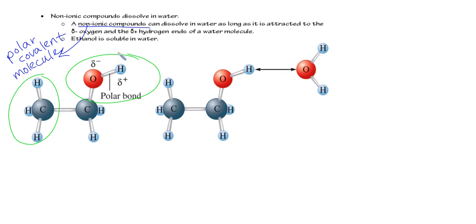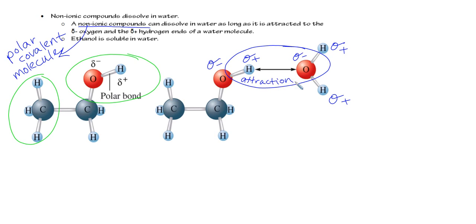Well, now let's say you put this ethanol molecule in water, and we had said the oxygen is a little negative, the hydrogen is a little positive. Same thing happens on a water molecule. The oxygen is slightly negative, the hydrogens are positive. Bingo! Attraction right here. A non-ionic compound will dissolve in water as long as it can be highly attracted to those water molecules. And that's what happens here. We've got this positive hydrogen on the end of the ethanol molecule, and it's attracted to the oxygen on the end of the water molecule.